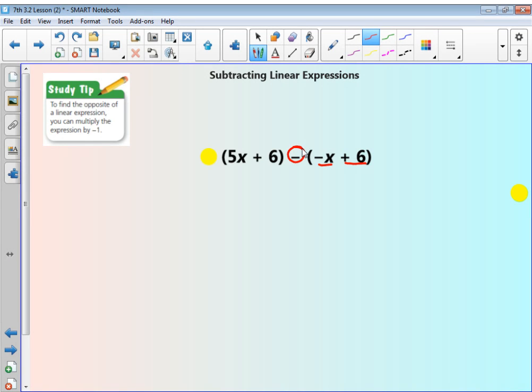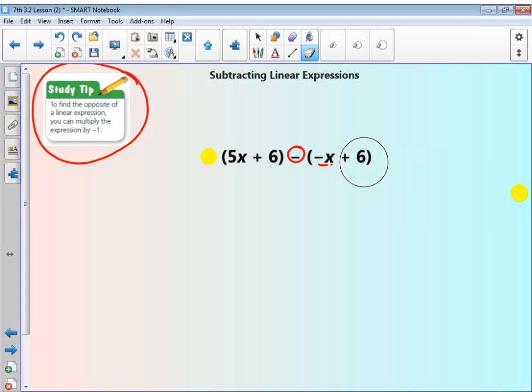Sometimes you're going to have a number with it. So I want to go through and explain this little tip for you. To find the opposite, which I just discussed with you, you can also multiply that whole expression that's in that parenthesis by -1. Okay, so if I had gone through and said I want to do the opposite of negative x, well, that would be a positive x. The opposite of a positive 6 is a negative 6. Okay, so that's one method you could use.